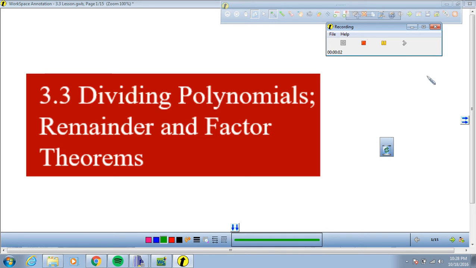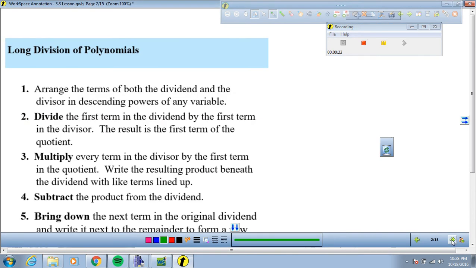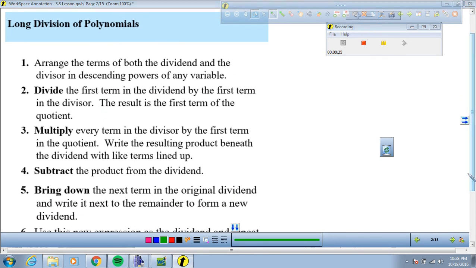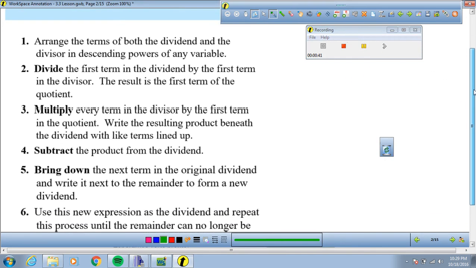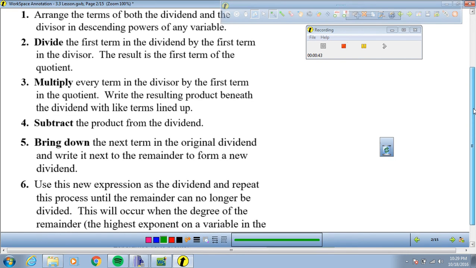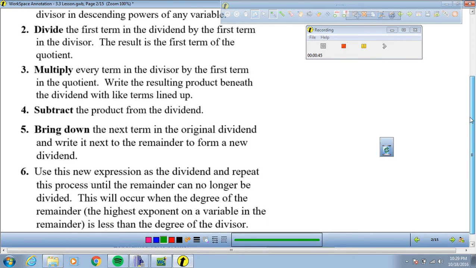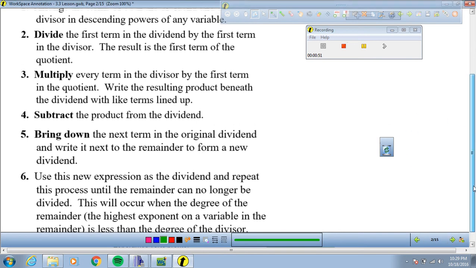Section 3.3, dividing polynomials, remainder, and factor theorems. So this is basically telling us step by step how to do something that is called long division of polynomials. You can read this step by step on your own if you need further explanation after mine, but I'm going to go straight to the examples.